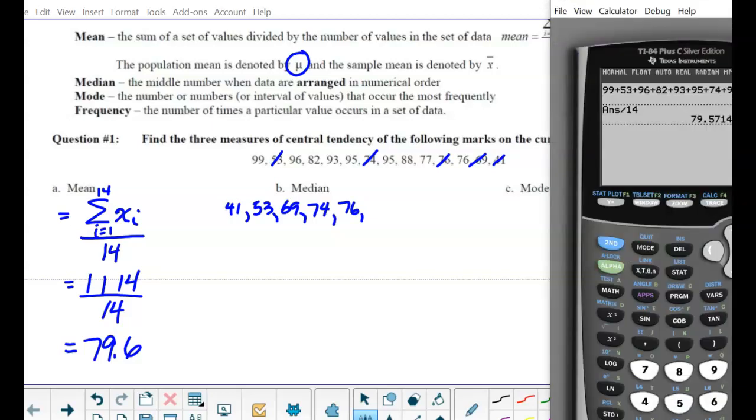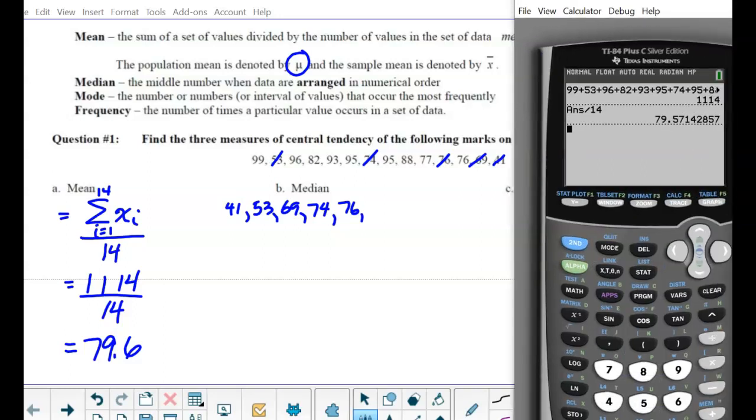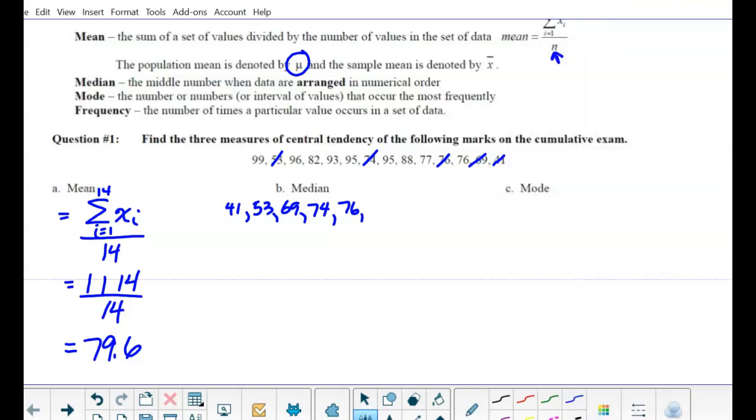I added them all together. So at the top, can you see my calculator? Up there, I just entered all of them in my calculator, and it gave me 1,114, and then I divided by 14 because there were 14 values. Now, putting them in order also helps with mode as well.